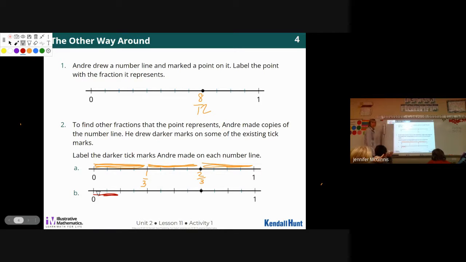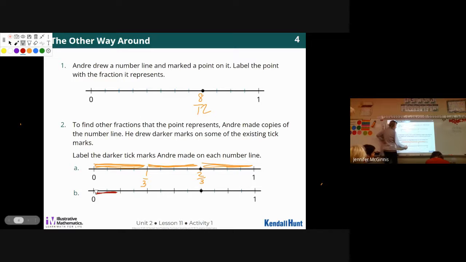So let's label this number line. Jaden? 12, 13. We're only counting the black tick marks now, though, is the change. Emma? 2, 3, 1, 2, 6. Look, we're only... You have to use the black tick marks as your number line now.